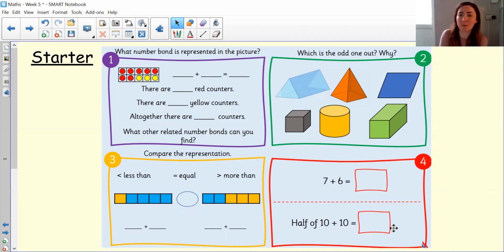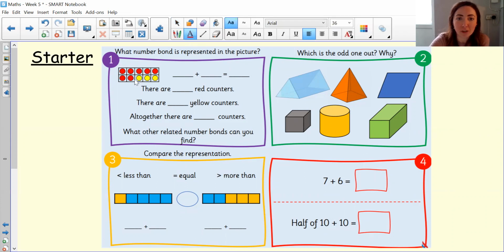Okay. Remember, you can pause at any point and go back if you need to. Let's go through those answers then. So what number one is represented in the picture? So there are 7 red counters.